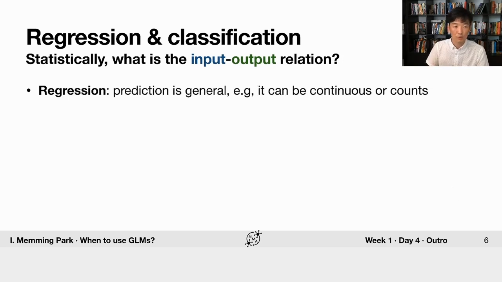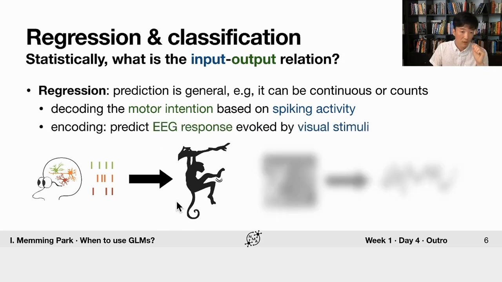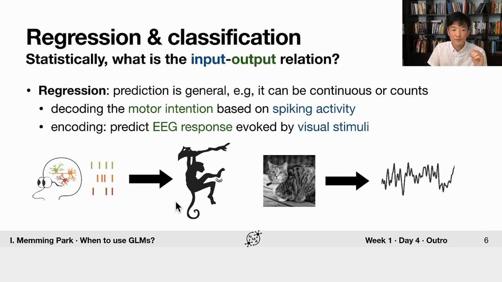In general, you can use a more general output. You can use continuous or counts as your output, and this is going to become a regression problem. For example, if you're trying to decode the motor intention of an animal, say which angle the animal is going to kick their foot, based on some neural activity, let's say spiking activity, this is going to be a regression because the output variable is continuous. You can use it the opposite way as encoding, where you're presenting the animal with a visual stimuli, let's say a picture of a cat, and you're trying to predict the evoked response in EEG, EEG being a continuous variable. This is going to be a regression problem, and GLMs can help you capture this relationship.